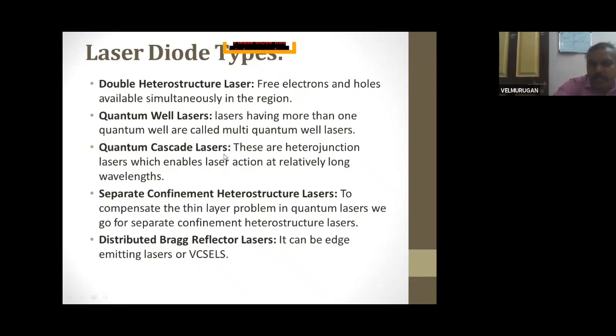Next one, the quantum cascade laser. These are heterojunction lasers which enable laser action at relatively long wavelength. Long wavelength you can transfer. That's a quantum cascade laser, with n number of quantum wells connected in a cascade format.